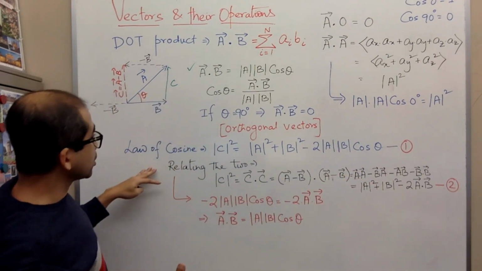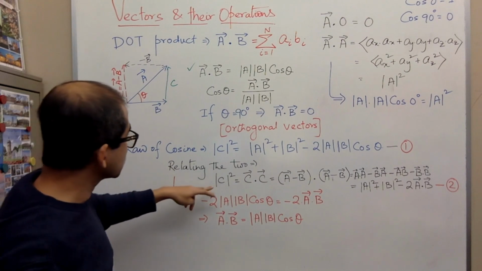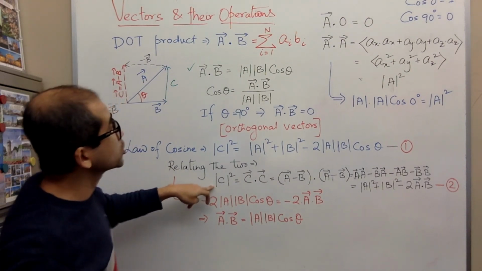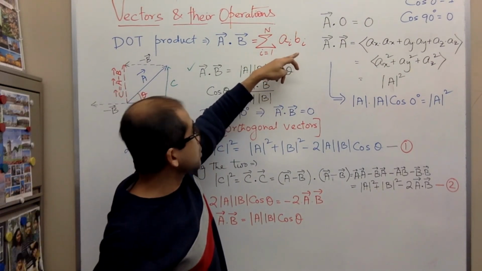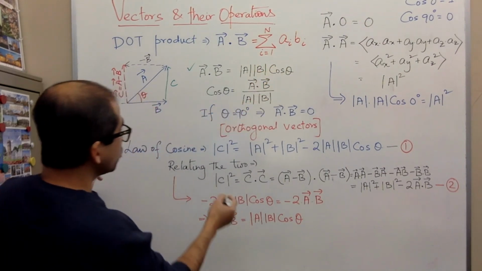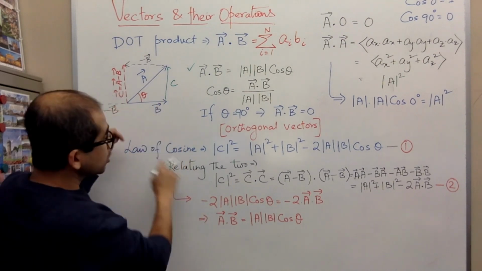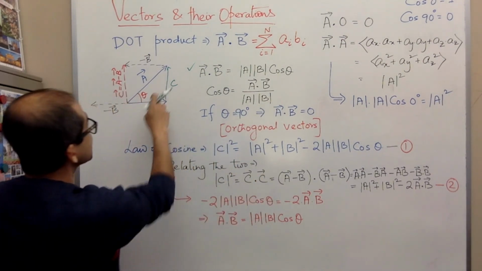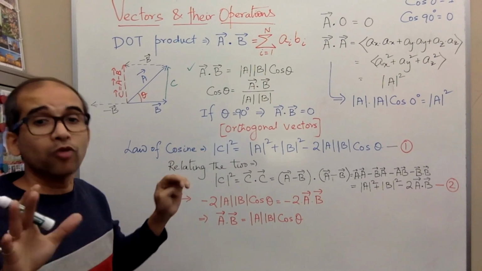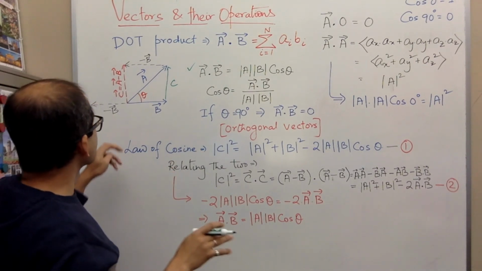Okay, so we want to relate this with something else. Now we also want to calculate mod c square in another way. Mod c square is nothing but c times c. Here you see c is also a minus b. How do we calculate a minus b? You have already seen the vector subtraction.